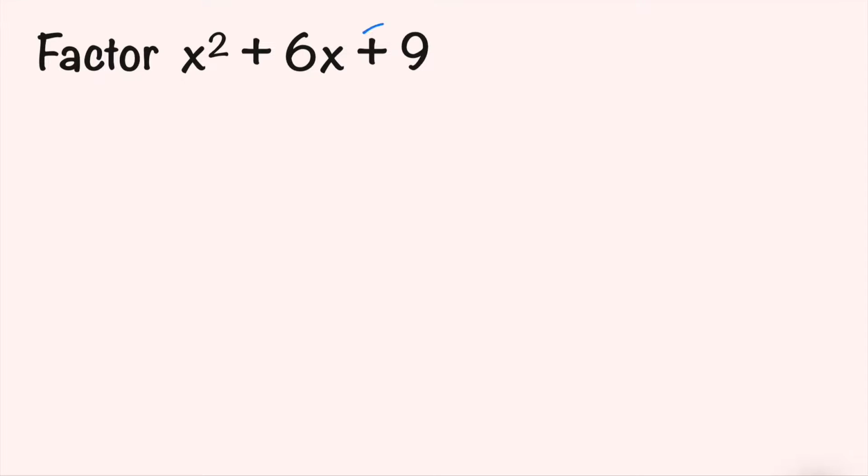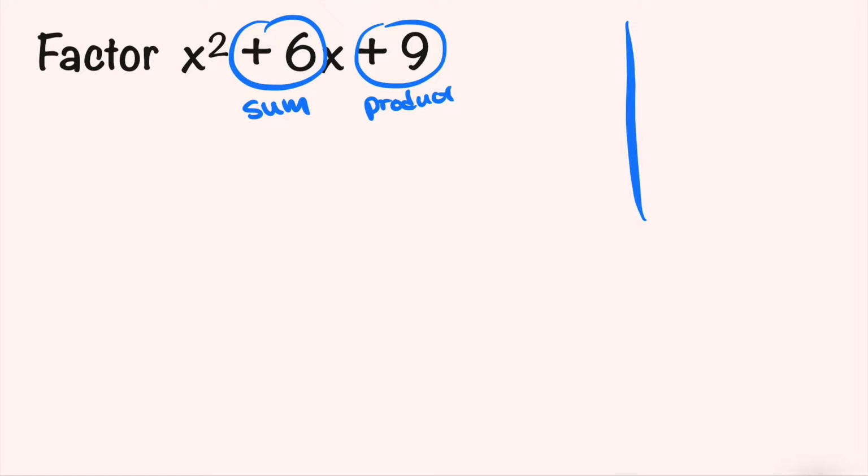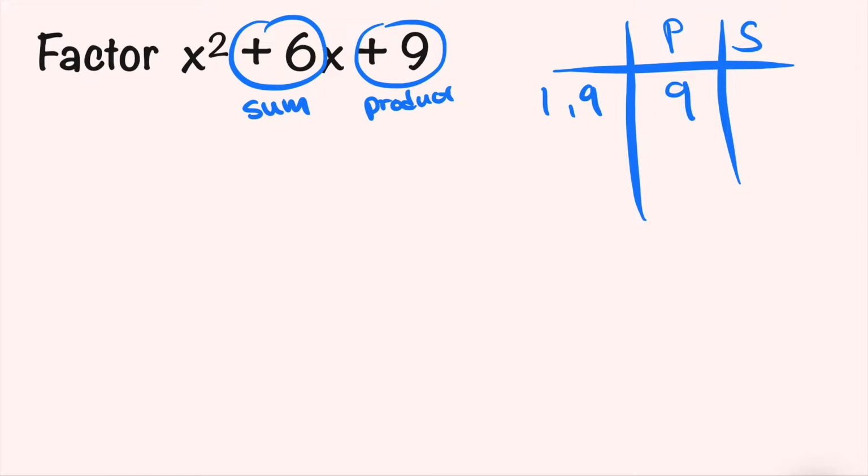Using a regular method involves finding two numbers whose product is equal to positive 9 and their sum is positive 6. So I'm going to draw a chart to keep track of our products and sums. So what are the two terms that when you multiply, they become 9? Well, first we can try 1 and 9, but when you add them, they are equal to 10. What are the other two numbers that we can try? Well, 3 times 3 is equal to 9, and 3 plus 3 is equal to 6.